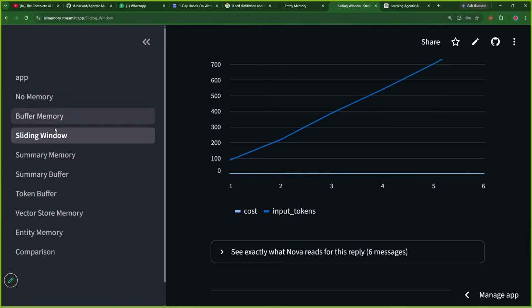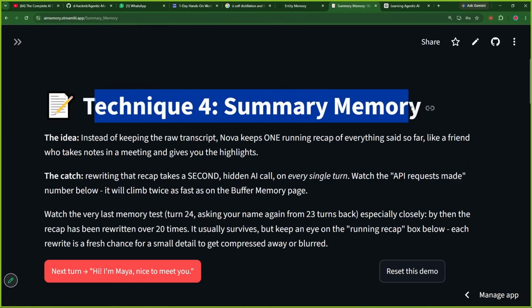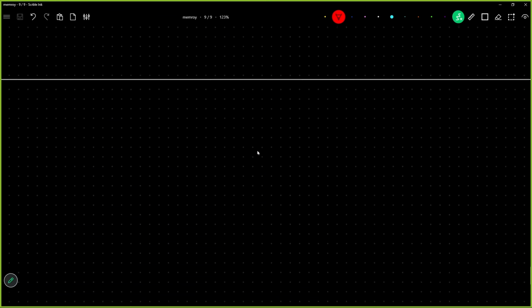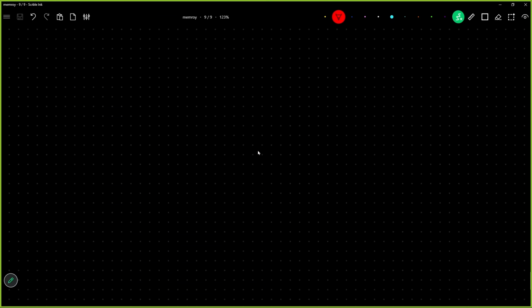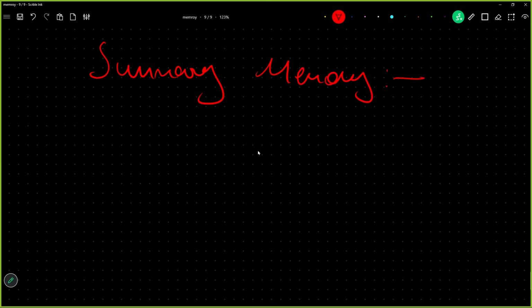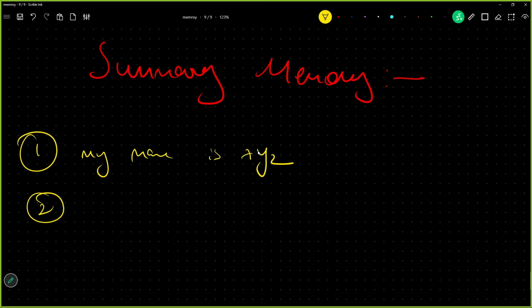Now let us understand the third part, summary memory. Summary memory is also simple. How it works is, first you gave a message: my name is XYZ. Then second, AI gave you a message. Then you ask for a plan for your diet. AI gave you some message. Then you ask another thing.